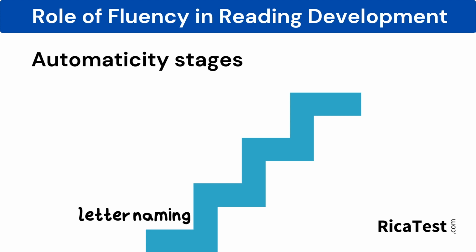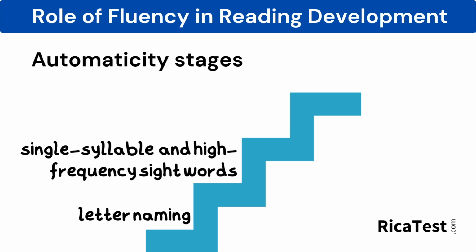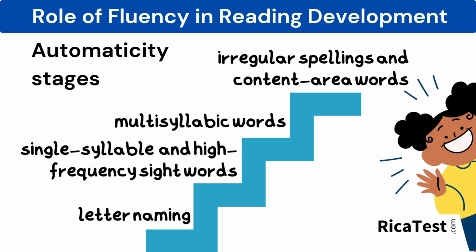First, students will achieve swift and accurate letter naming. Then, the students master single syllable words with regular letter sound correspondences and high frequency sight words. Next, students read multisyllabic words swiftly and accurately. And finally, our students in the upper elementary grade levels read words with irregular spellings as well as content area words that are often found in their social studies, science, and math textbooks, for example.